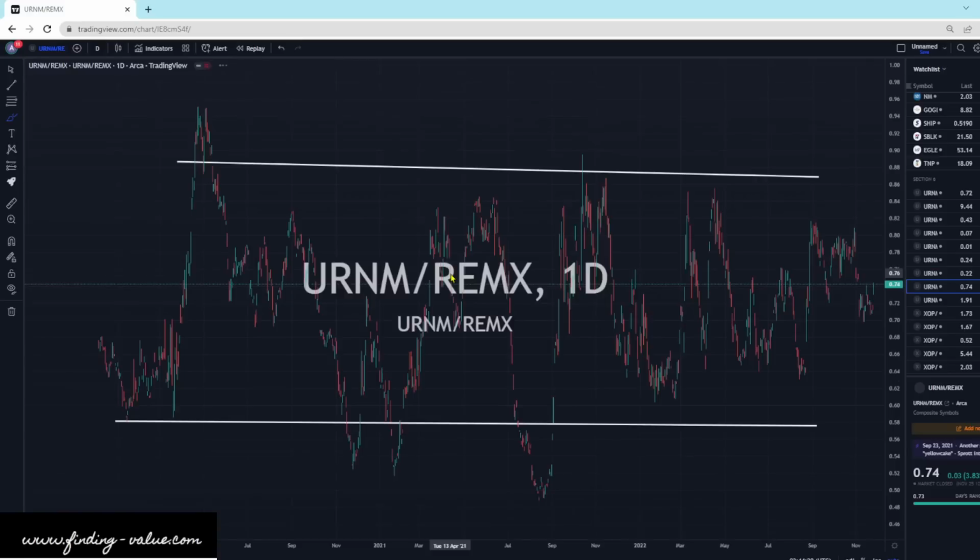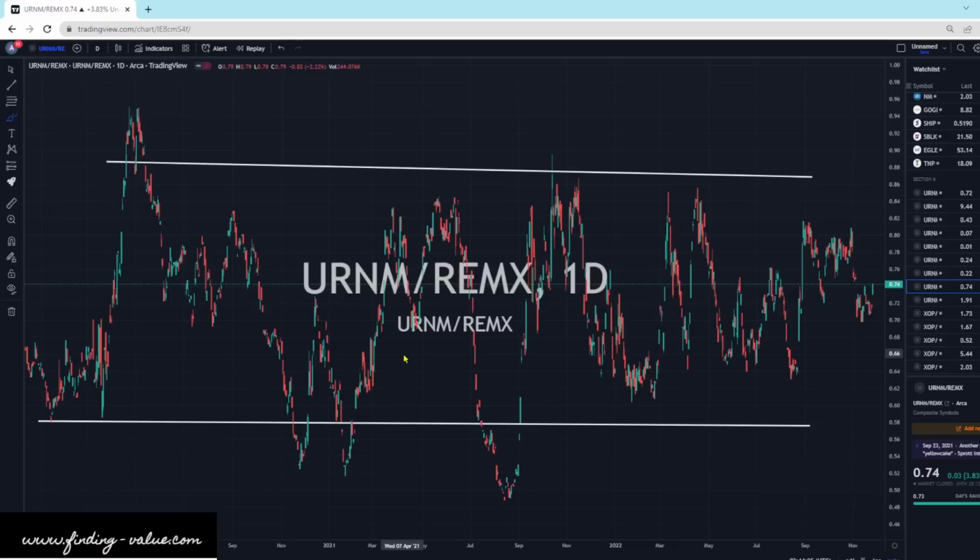So here's URNM versus REMX. This is basically a no-win, no-lose situation. It is ping-ponging between these two levels, and we're in the middle of it. But it does look like URNM wants to beat REMX to the upside.